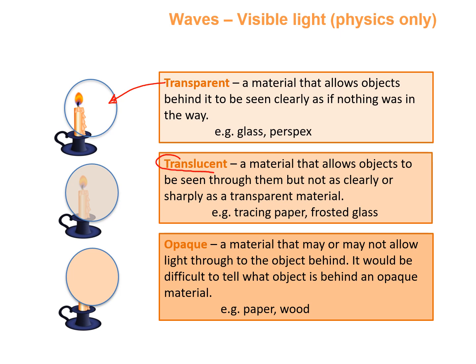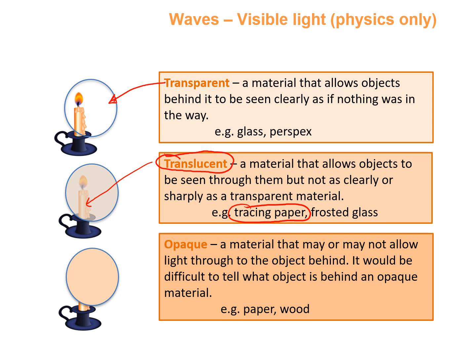Translucent is where you cut out some of the light. So a good example is tracing paper. But what you can see, you can clearly see the object. You can still see here that it's a candle, but it's not quite as clear as the transparent one. You've cut out some of the light.